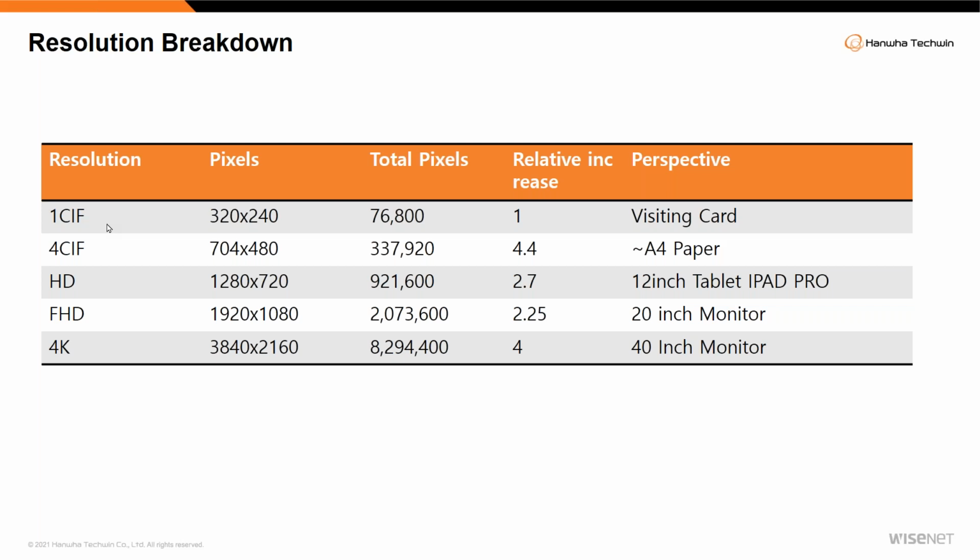So in order to have a better image quality, you would have to go with higher resolution. Back in the day, when analog camera was released, the first camera used to have a very low resolution of 1 CIF. Back then we did not have full HD monitors, we did not have HD monitors even. That time it was okay. The screens were very small, it was fine.